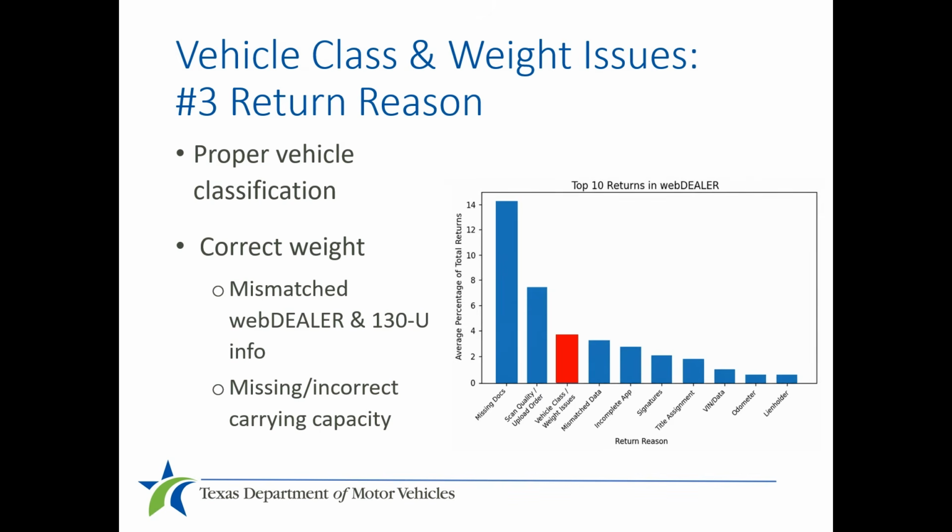Our third most common return category involves vehicle class and weight issues. What makes these errors especially important is that they are not always caught right away. That means a customer could end up with the wrong registration, and in some cases, this can even lead to a citation from law enforcement. Let us take a closer look at how these mistakes happen and what to watch for.